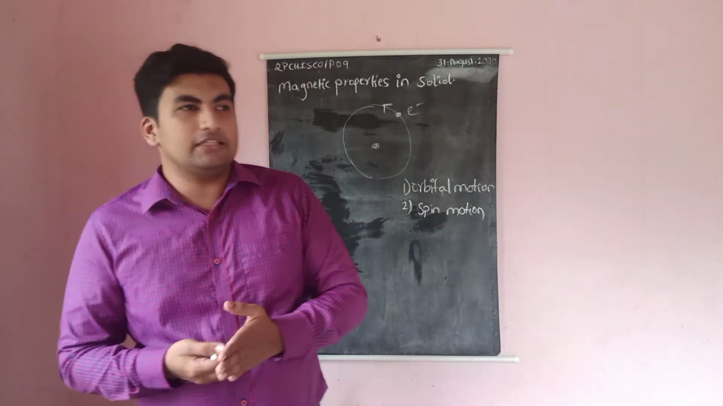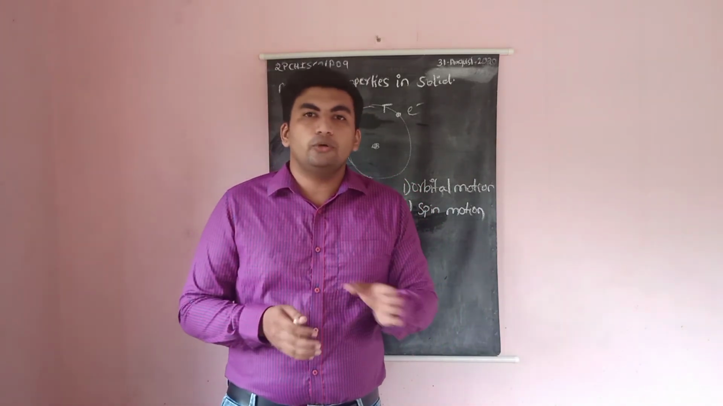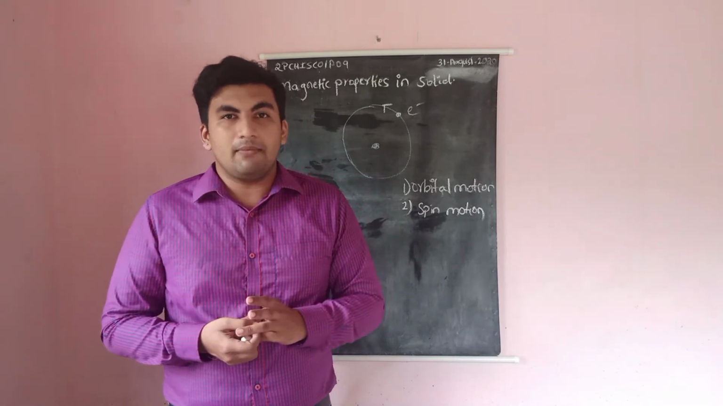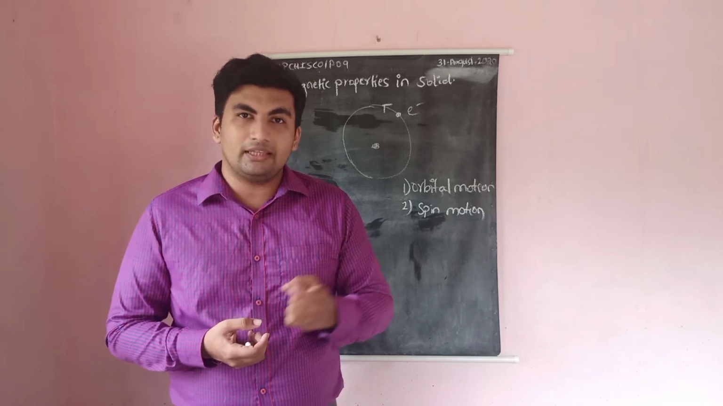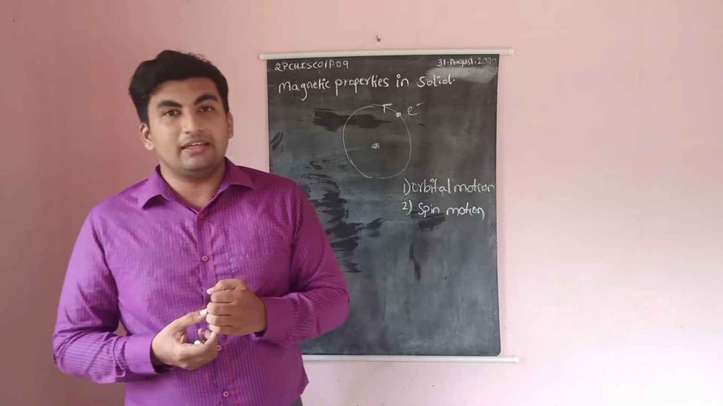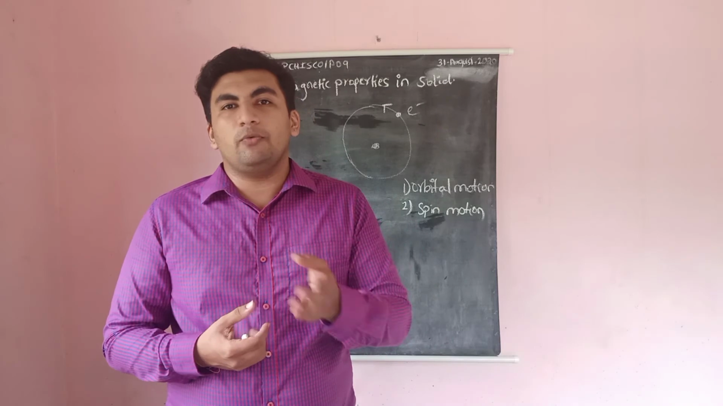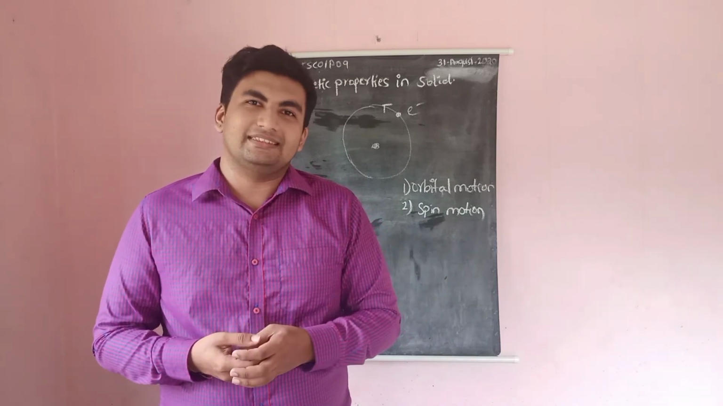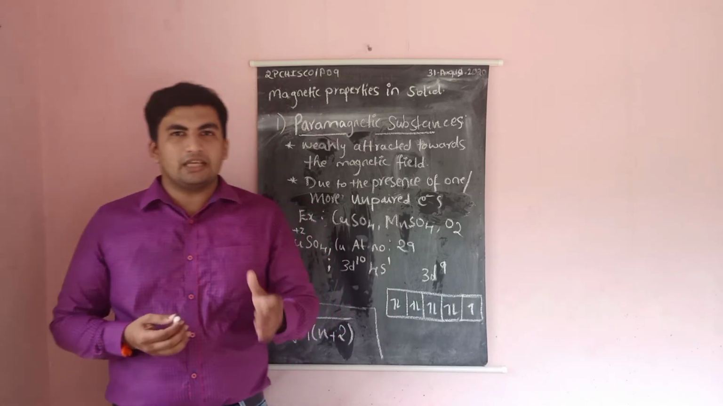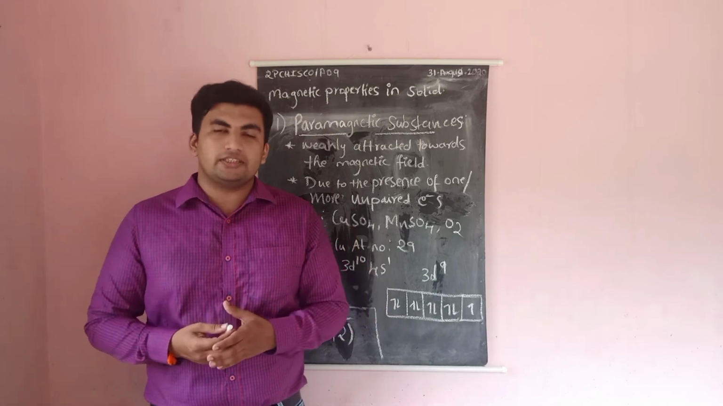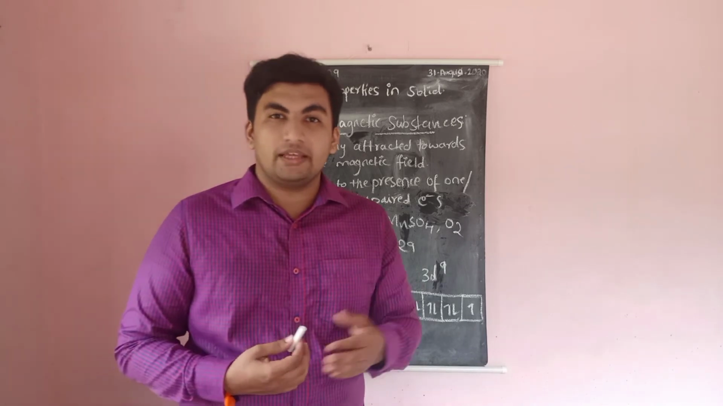Based on the magnetic behavior, substances are classified into a total of 5 types. One is paramagnetic substances, the second is diamagnetic substances, the third is ferromagnetic substances, then ferrimagnetic substances and anti-ferromagnetic substances. Let us see them one by one with examples. The first type is paramagnetic substances. Paramagnetic substances are the substances which are weakly attracted towards the magnetic field.